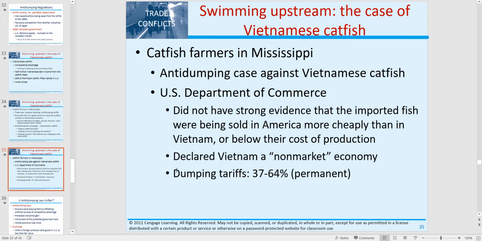The US Department of Commerce did not have strong evidence that the imported fish were being sold in America more cheaply than in Vietnam or below the cost of production. So how were they able to give protectionism to the US catfish farmers? By declaring the Vietnam a non-market economy. This is quite a courageous move. So basically saying that we cannot compare the Vietnam market with the US market, and therefore we're going to impose a tariff anyway. And they resulted in a 37 to 64% tariff on Vietnamese catfish in order to protect the Mississippi catfish farmers.